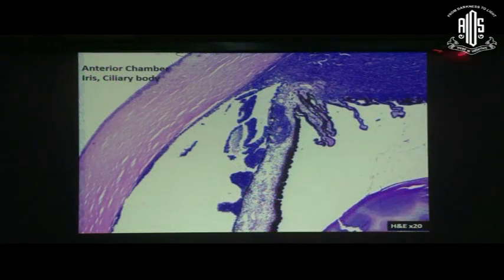Okay. What is this? What part of eye is this? Ciliary processes or ciliary body. Right. What is this? Iris. That's the cornea. This is the anterior chamber. So you see the tumor involving the anterior segment of the eye over here. That's again a high risk factor.